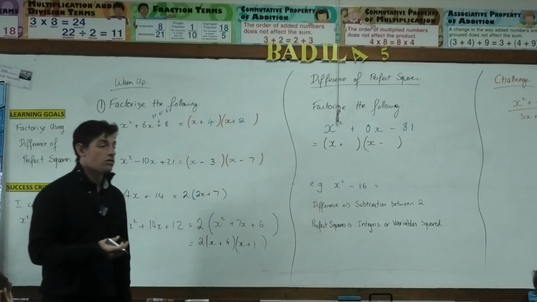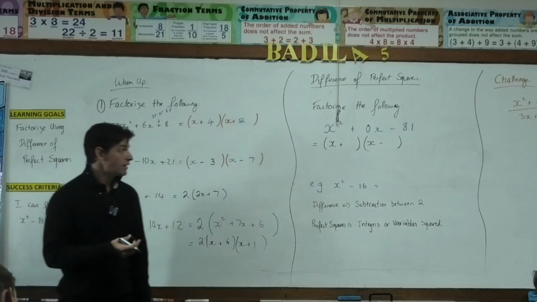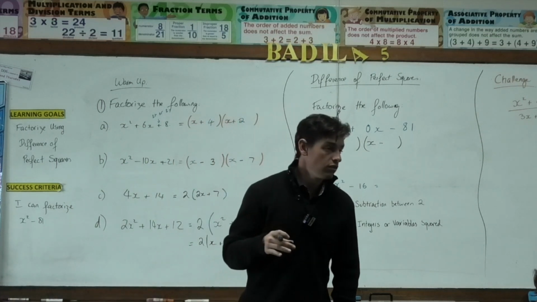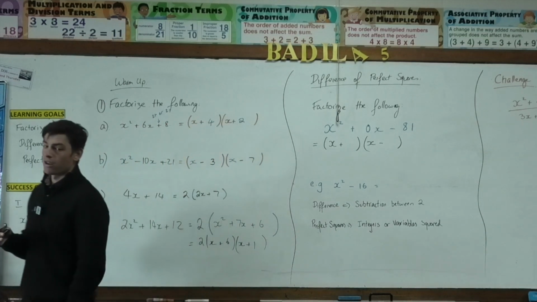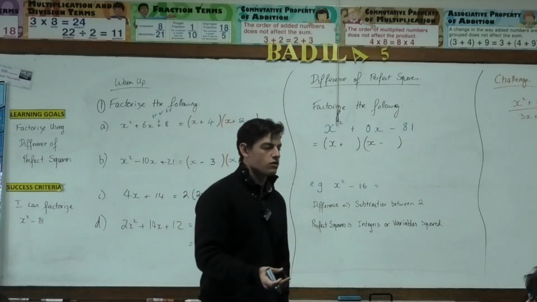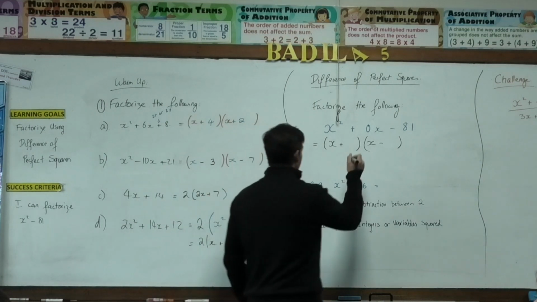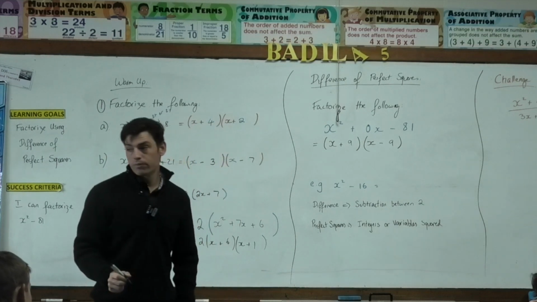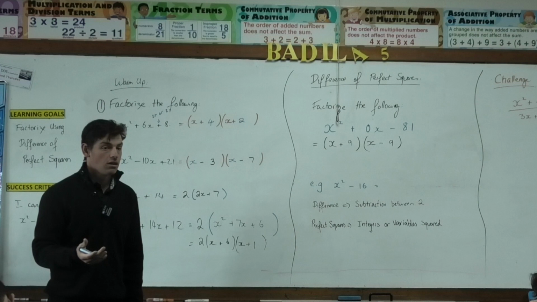What comes after step 2? What am I looking for? Finding the factors. Factors of 81, what are they? 81 and 1, 9 and 9. So I need two things that multiply together to give me negative 81 and add together to give me 0. Which set of factors are those? Plus 9 and minus 9. Cool? Well done, year 10. You've just done difference of perfect squares.